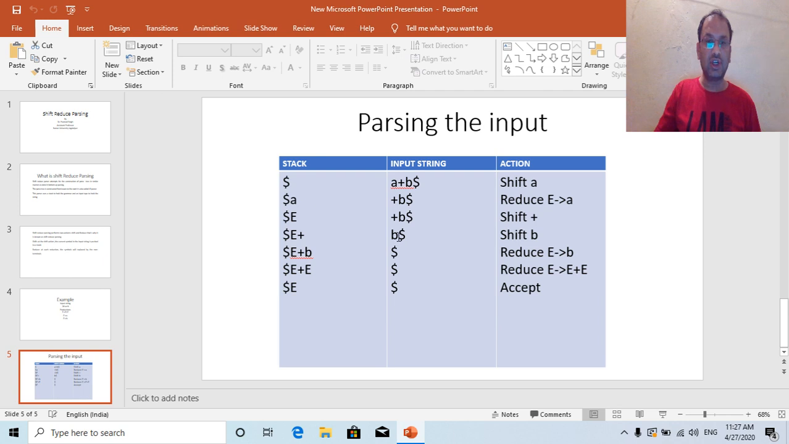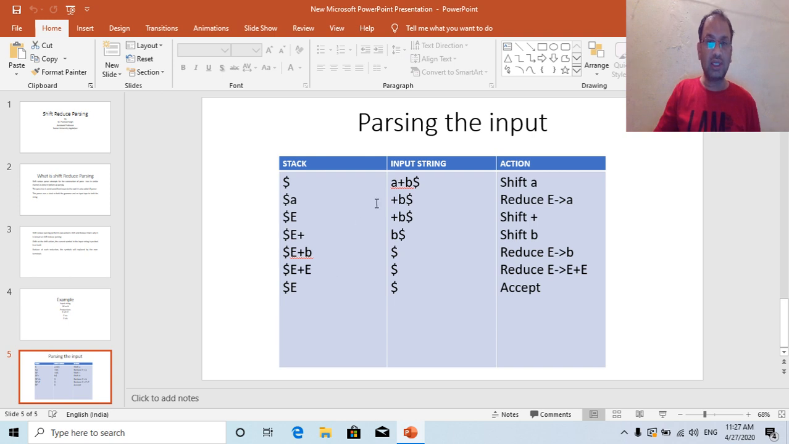The head is on the place of b, so the b is shifted into the stack. Now the stack contains dollar E plus b. So here b is a terminal symbol, so b is replaced by the non-terminal symbol E.